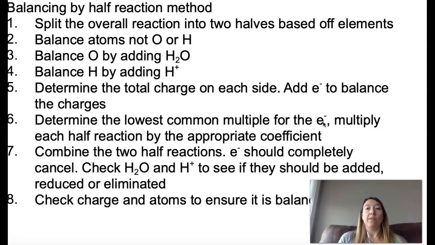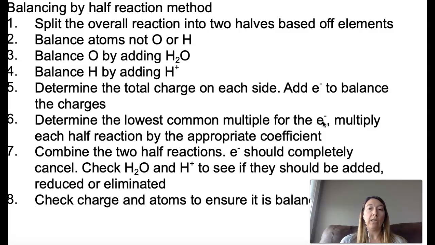Okay. Then what you need to do is we need to combine our 2 half reactions. To be able to combine them, we have to make sure that our electrons are going to cancel out. So we're going to look at what we have. We're going to figure out what we need to multiply by so that we have the same number of electrons in both of our half reactions. Once we have done that, we're going to combine the 2 half reactions.